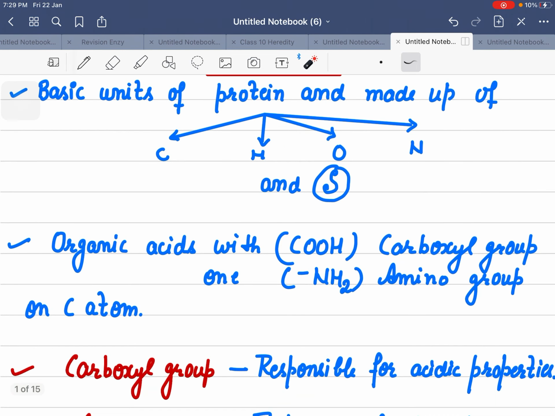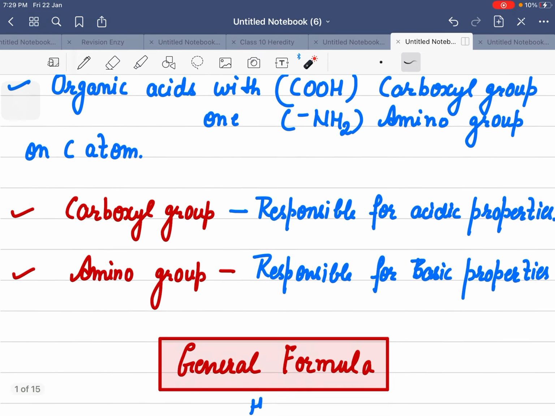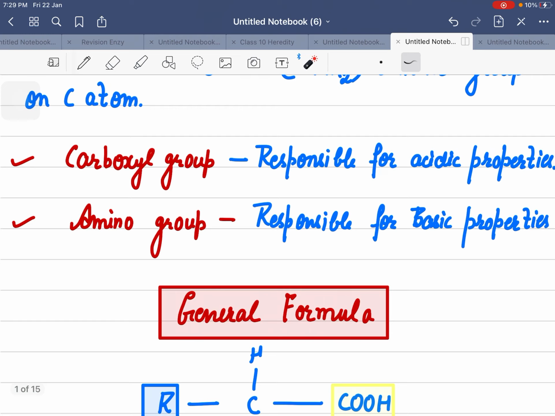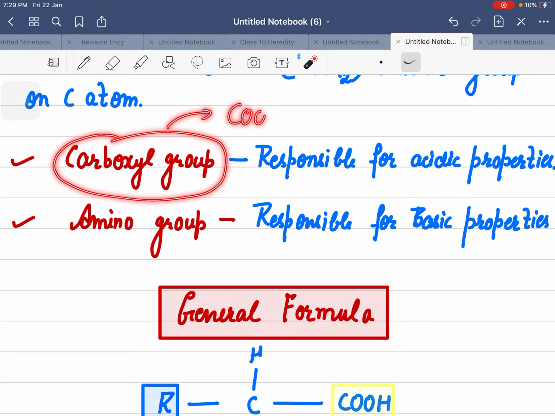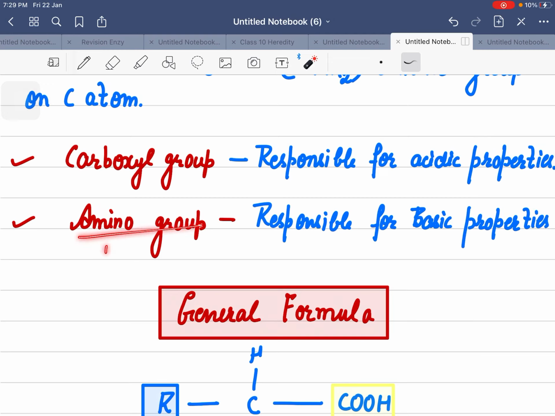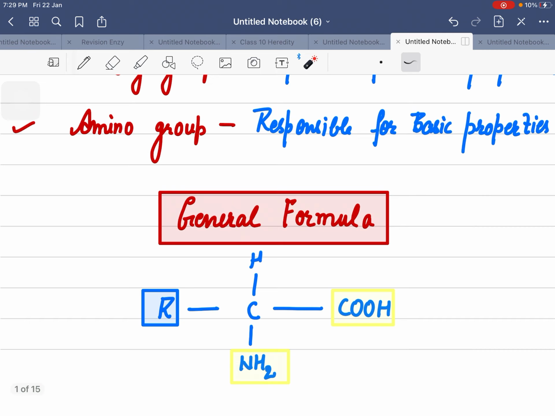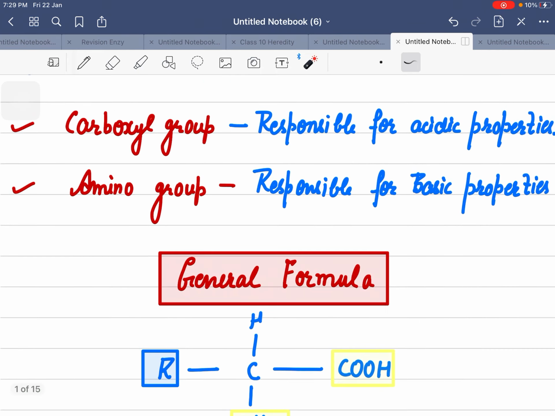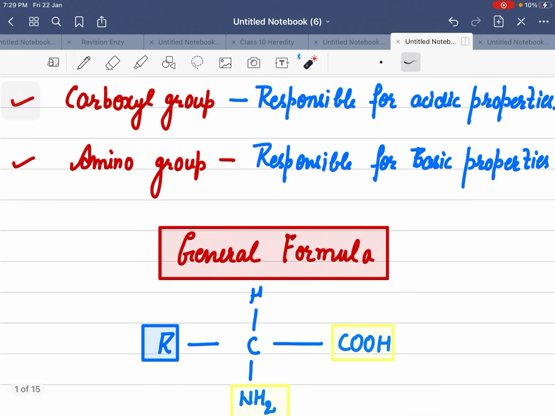These are organic acids with a carboxyl group as well as a basic amino group. The carboxyl group present in this structure is responsible for, what is the property of the carboxyl group? It shows acidic property. The basic group, which is the amino group, is responsible for basic properties. When we talk about the general formula, it has a carboxyl group and an amino group.